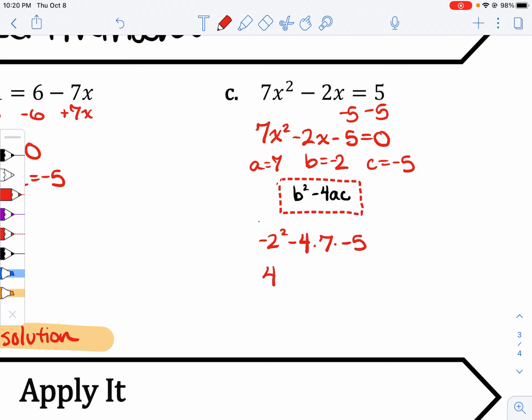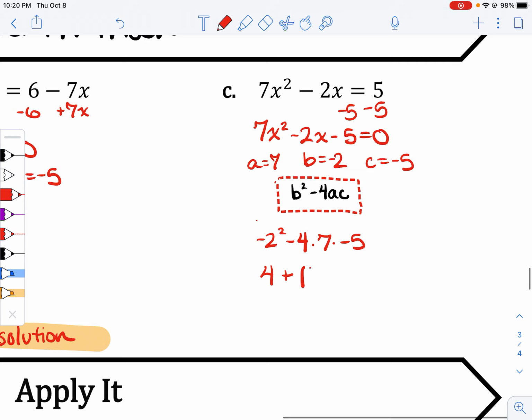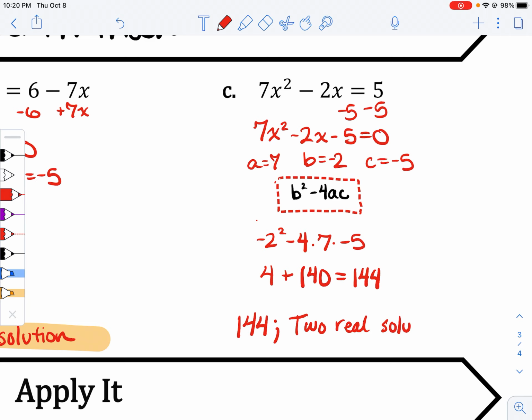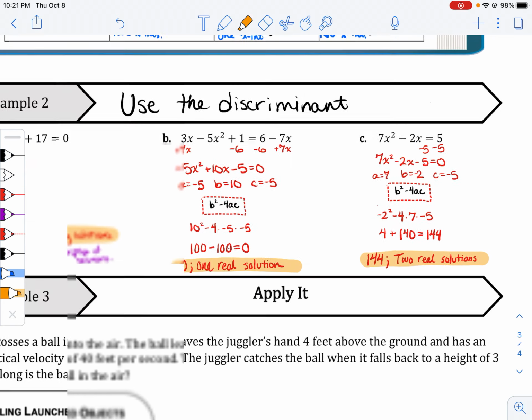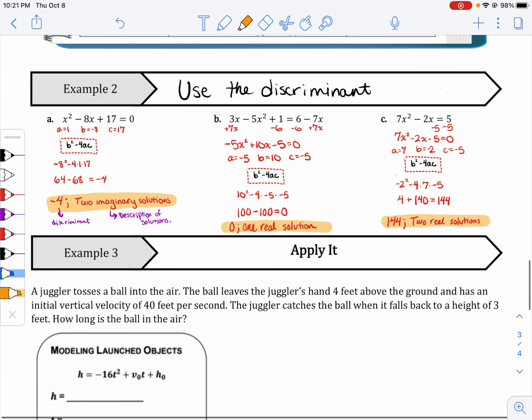So this would be 4. This is going to be a plus, and then 4 times 7 times 5 would be 140. So this is equal to 144. So then my discriminant is 144, and the description of it is 2 real solutions because it's positive. So that's how we're going to use our discriminant. It's pretty straightforward.